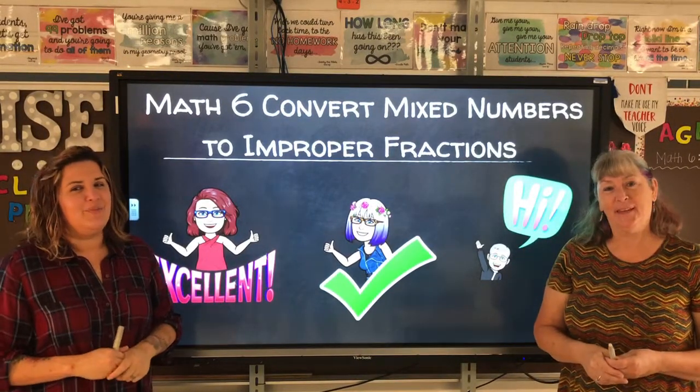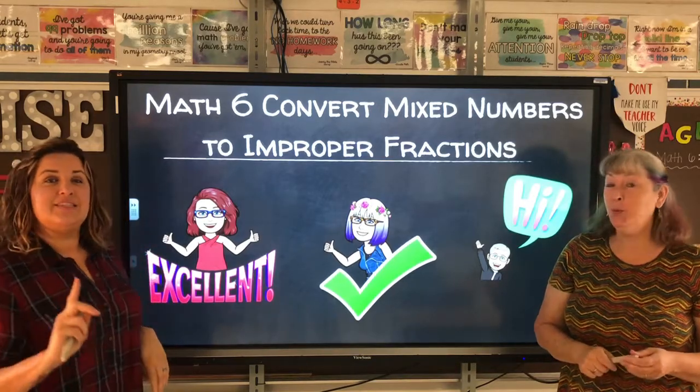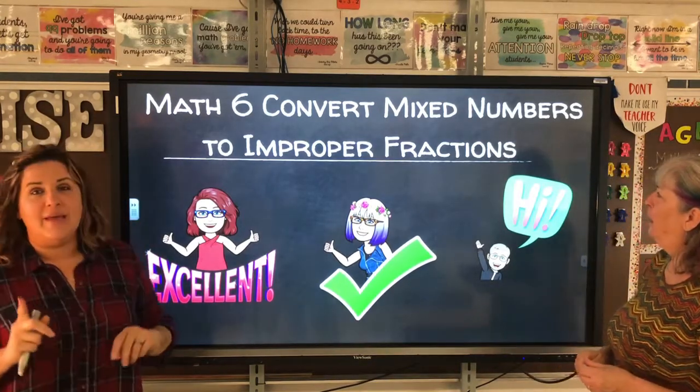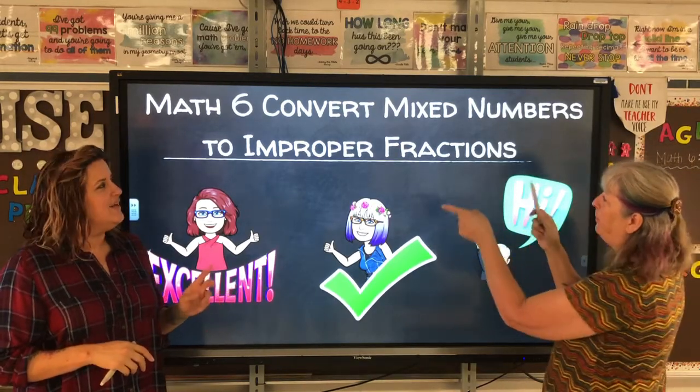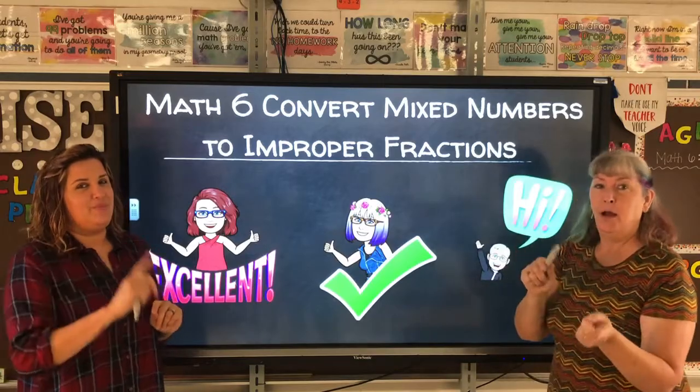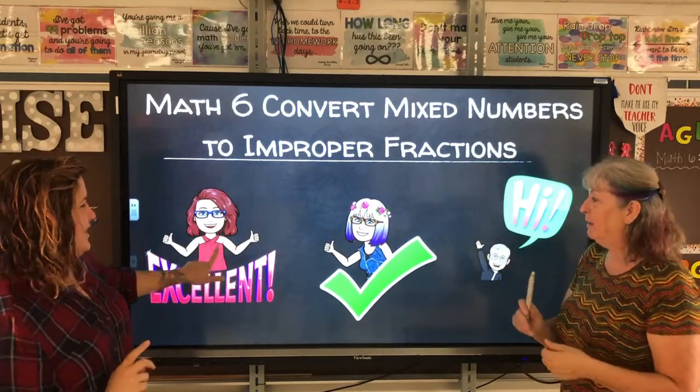And we're going to talk a little more about fraction skills today, specifically converting a mixed number to an improper fraction. Didn't you and Mr. Lamb just do improper to mixed? Yep, and now we're going to do mixed to improper. So we're going the other way today.